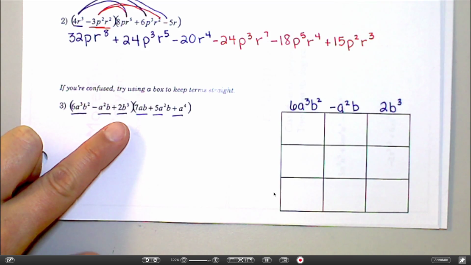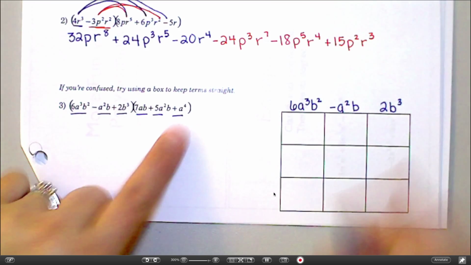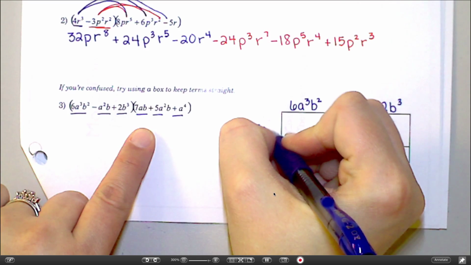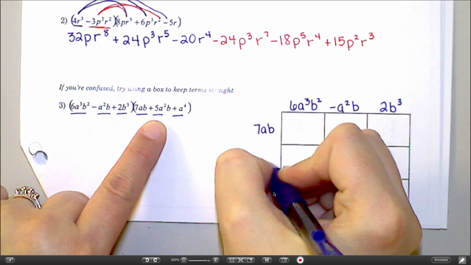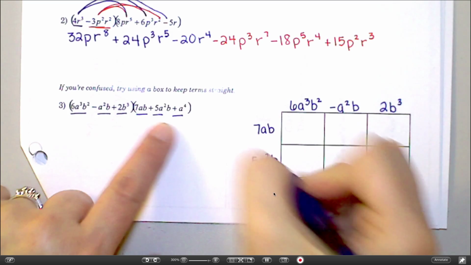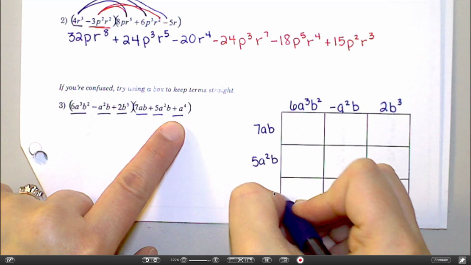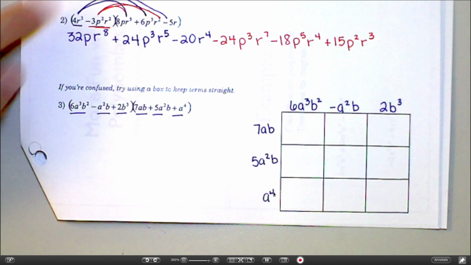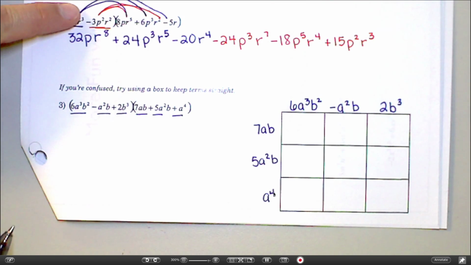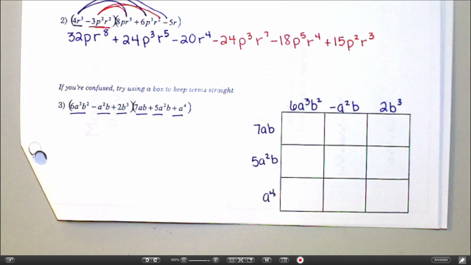Okay. And then down the side, I'm going to put these 3. So this would be 7ab, 5a squared b, and a to the fourth. Everyone okay with how I did that? I want you to write this one down the way I'm doing it, and then when it comes to your homework, you can decide if you want to do it kind of with these rainbows, or if you want to go back to the box. Okay? Now I'm just going to multiply.